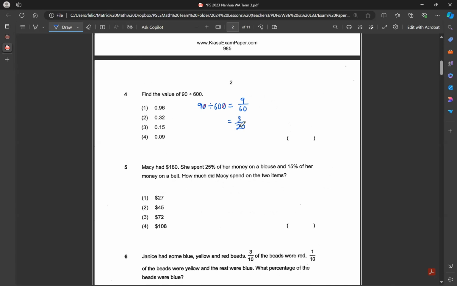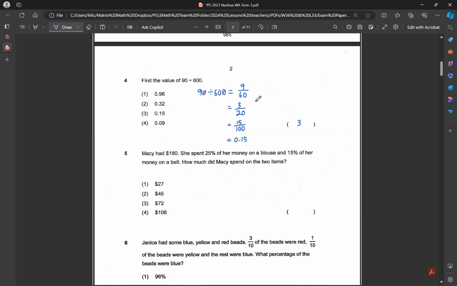Now to change to a decimal, your 20 you can change to 100, just times 5, times 5. So that will be 15 over 100. Can you see that as a decimal, it's just 0.15. So it's option 3.